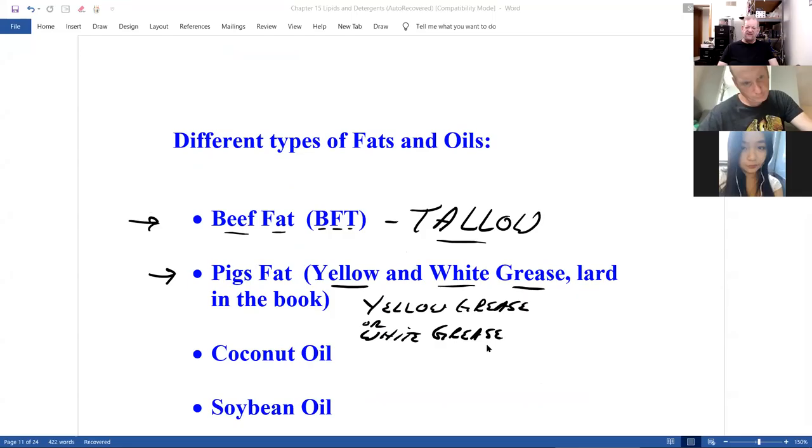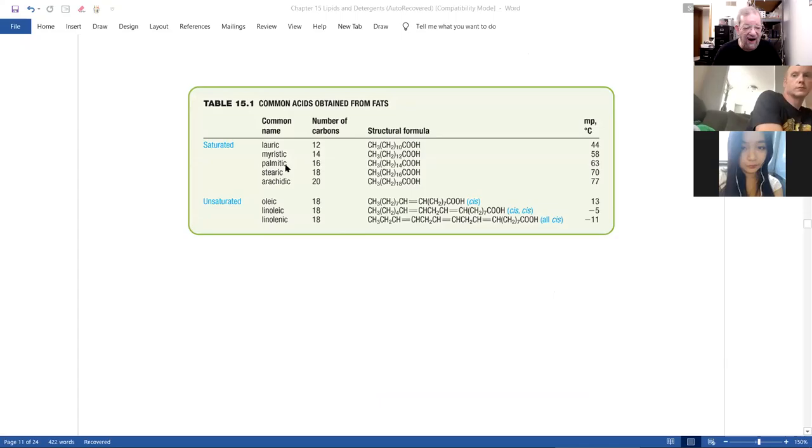And you should know from this, beef fat is tallow, pig's fat is either yellow grease or white grease. Both of these are very important chemicals that are used to make fatty acids that are used to make many, many things in our daily life. It's so important that contracts for things like fabric softener and other things are based on the price of tallow or white grease or yellow grease, found in an amazing place. Where? The Wall Street Journal.